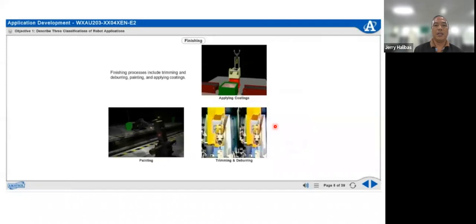In terms of finishing, some examples are painting, trimming, and deburring. Basically it is more of a finished product, so these are finishing processes.